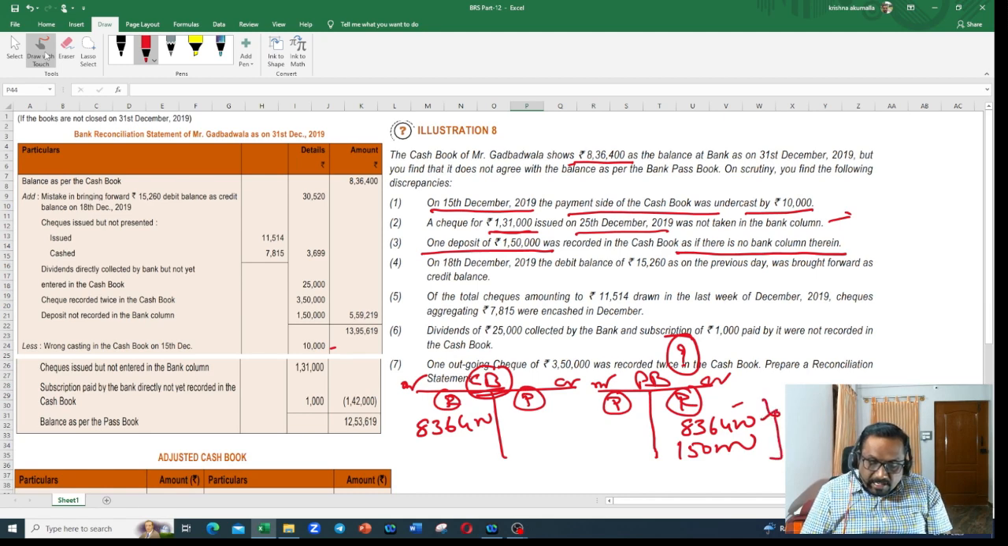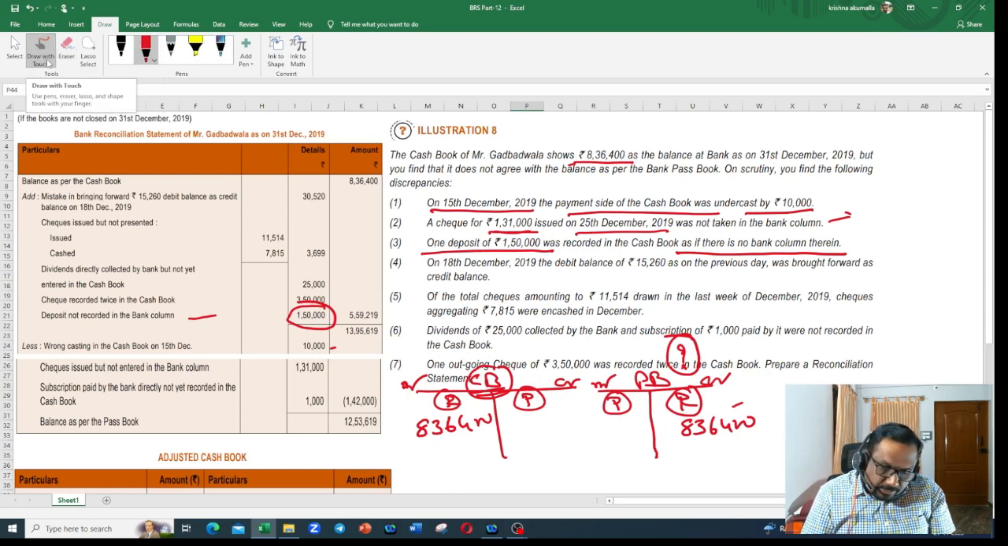Already a credit is there. Now another credit has come. This balance got increased. What balance is this? Question mark balance. Question mark balance is increased. Since the question mark balance is increased, you need to add. So you need to add 1,50,000 as deposits not recorded in the bank column. 1,50,000. Clear? Next.